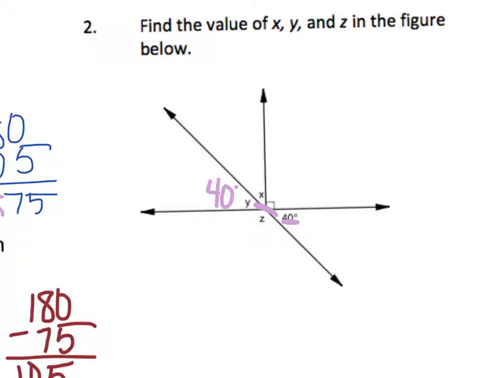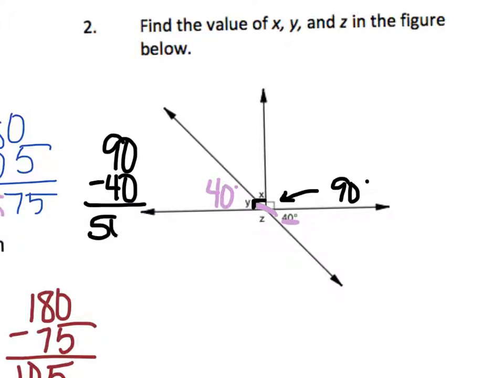This box here in the middle means that it's 90 degrees, or a right angle. So if I have 90 degrees over here, that means I have 90 degrees on the other side, making angle x 50 degrees.